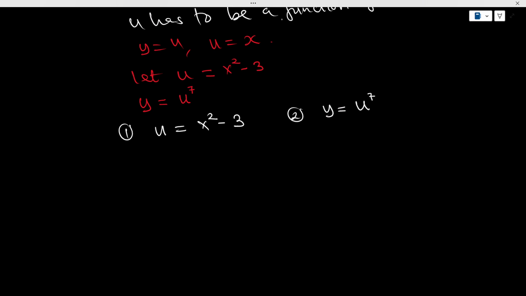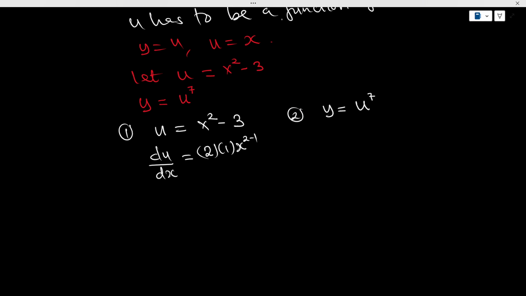Now I can take a derivative. I'm going to differentiate u with respect to x. So du with respect to x here is going to be 2 times 1, x to the power 2 minus 1. I hope you remember this. And the derivative of negative 3 is just 0, because we said the derivative of a constant number is 0.